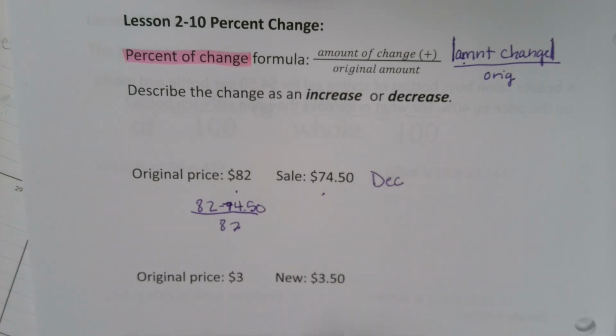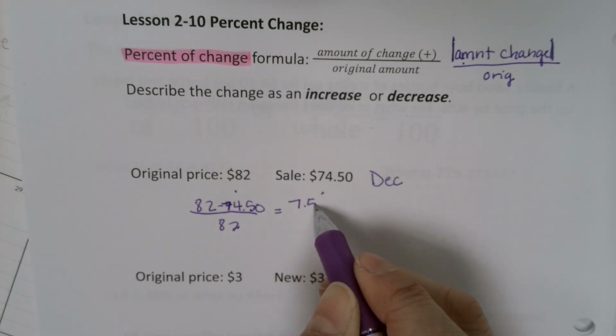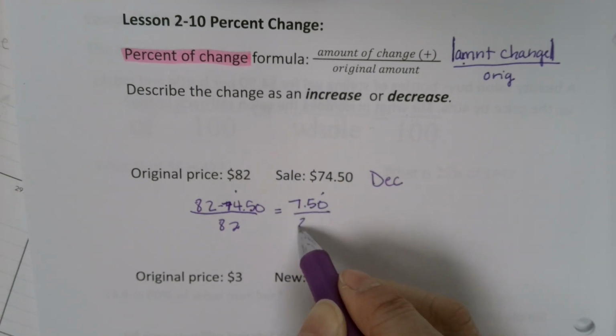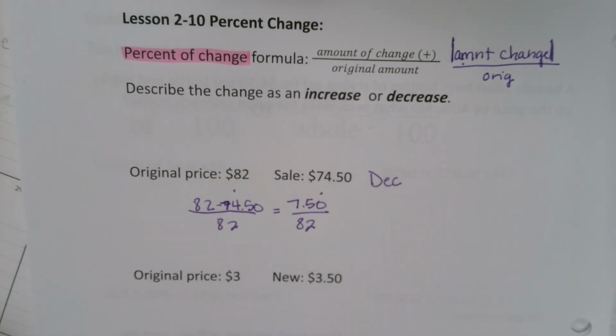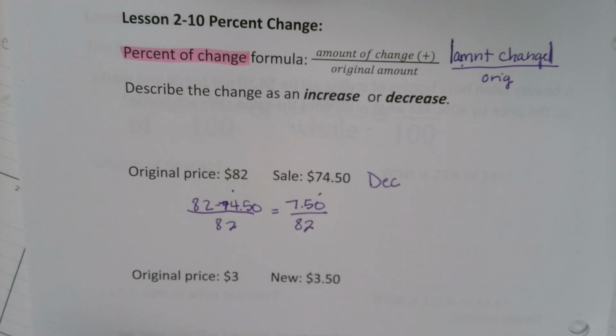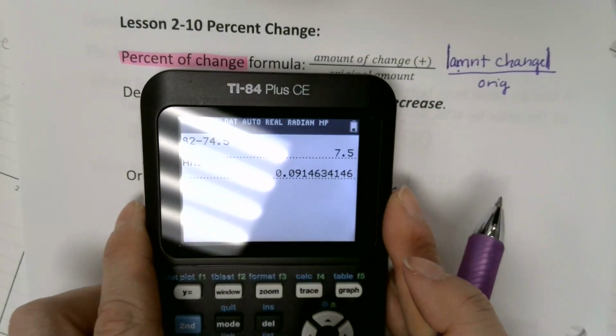So you have to show this in steps though, so that the reader can understand your work. You subtract your two numbers first, and you get 7.5 or 7.50 over 82. Show that step, then divide those two. And this number is quite long, you know.